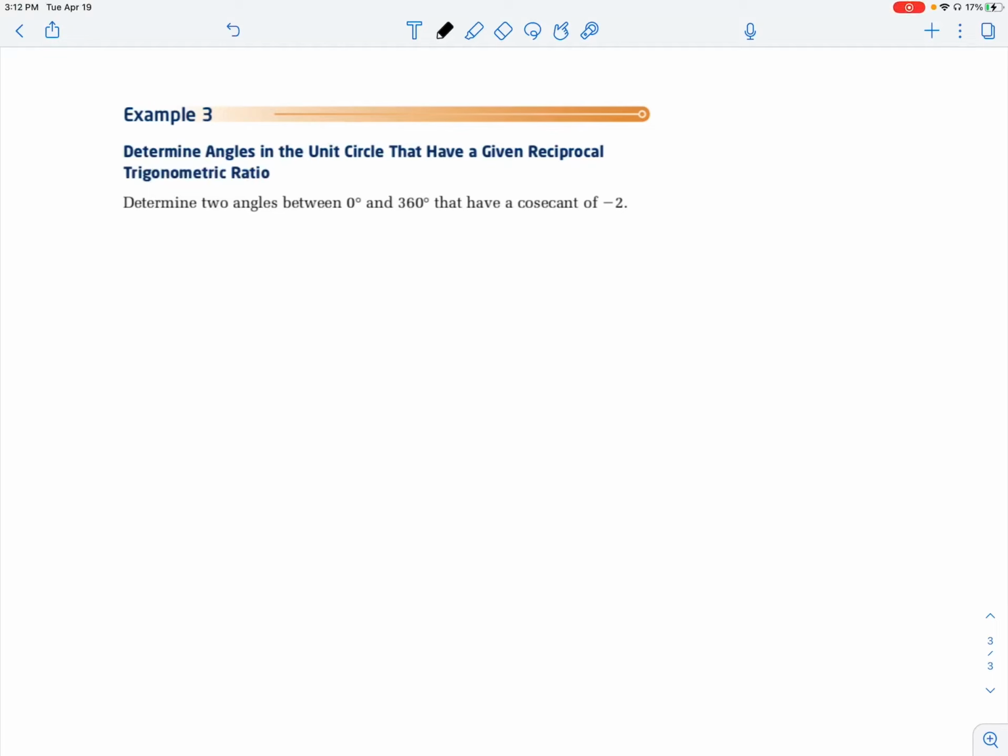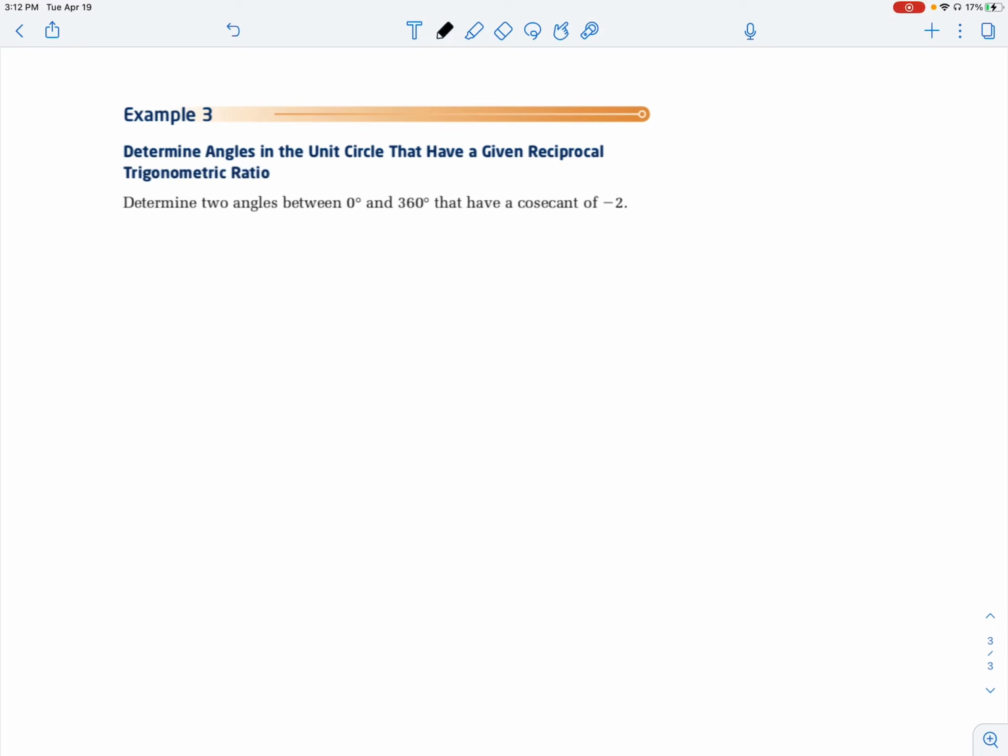Hi, welcome back to our last example for 4.3 reciprocal trig ratios. In this example, we're going to determine angles in the unit circle that have a given reciprocal trig ratio. It says determine two angles between 0 and 360 that both have a cosecant of -2.